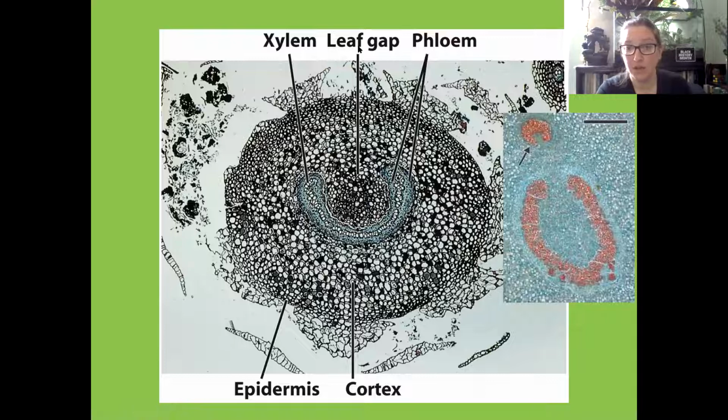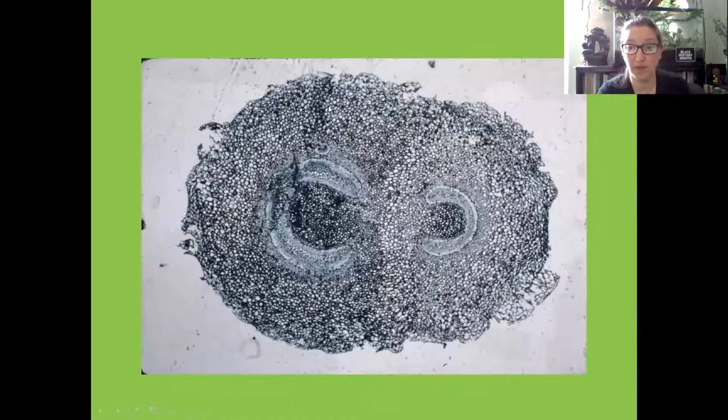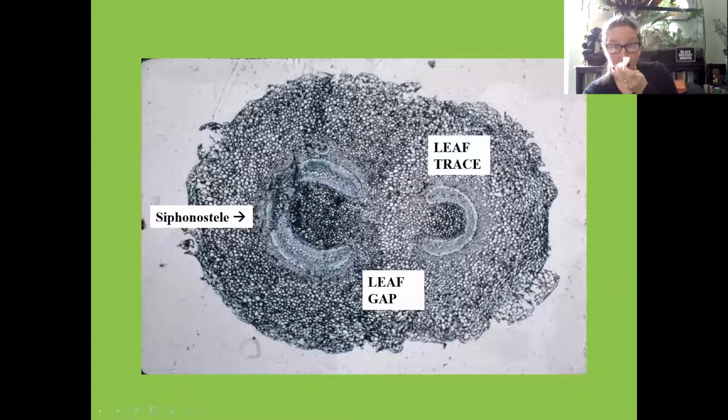Here you go. The thing on the bottom is the stem vasculature. The thing on the top is that leaf trace. And the hole in between would be the leaf gap. So siphonostele with leaf gap. And that's what that looks like.